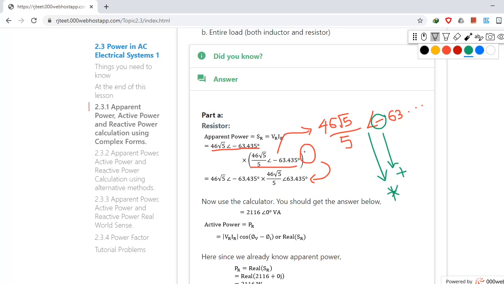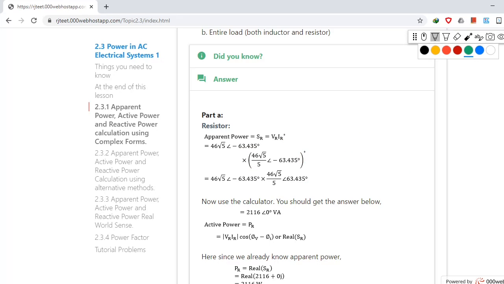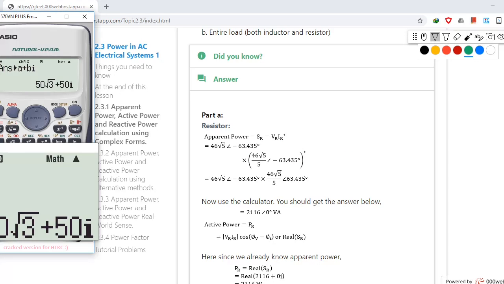So that I have done here, and I get the conjugate of my current as 46 multiplied by root 5 divided by 5, and the angle is 63.435 degrees. So now I know the conjugate of the current and the voltage value. So to simplify this multiplication more, I can use the calculator.